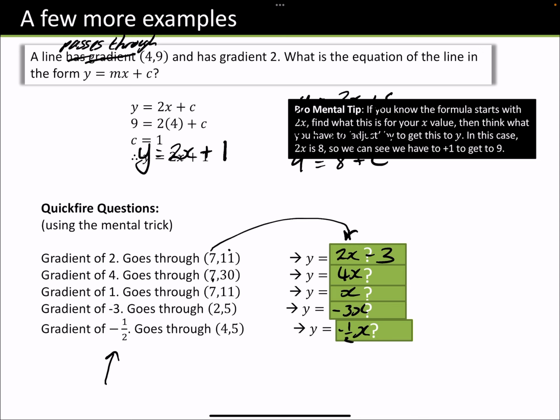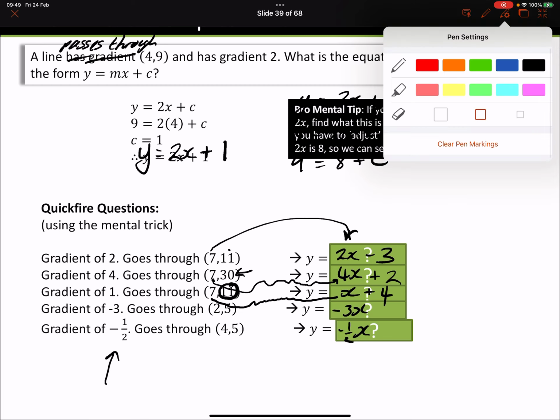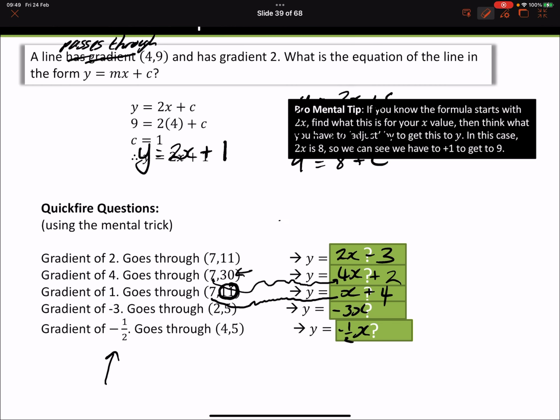If you put 7 into here, 4 7s are 28, but we don't want 28, we want 30. So we add on 2. If you put 7 in here, we don't want 7, we want 11. So we're going to have to add on 4. Does that make sense? I'll do the next one more formally, so you can see what we're doing.